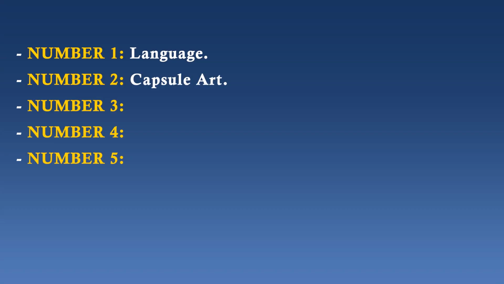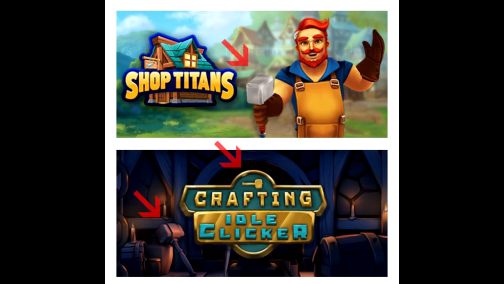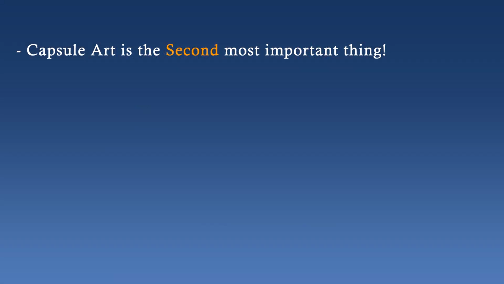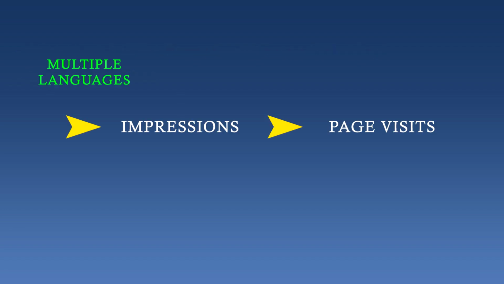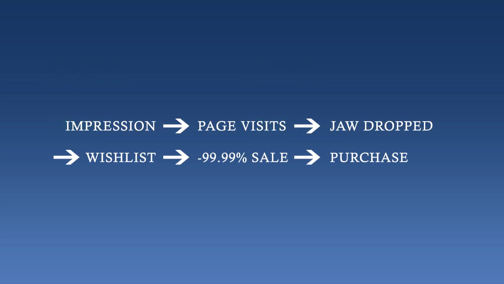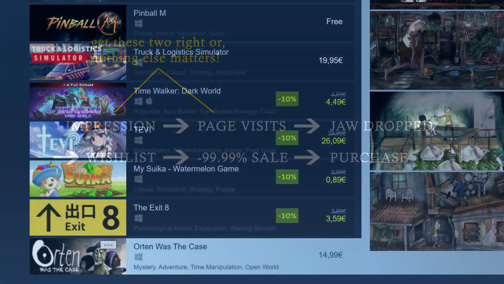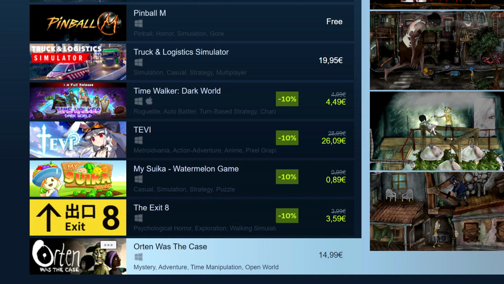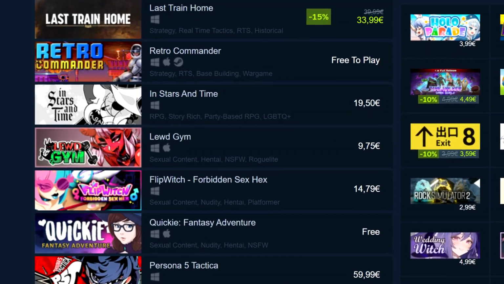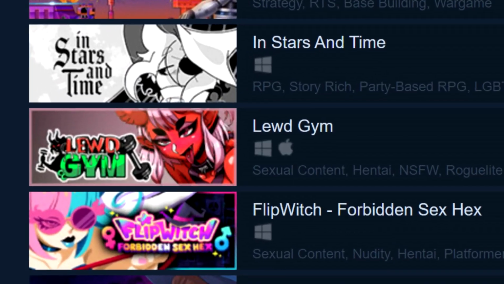Number two, capsule art. The capsule art is the second most important thing when it comes to your wishlist campaign. Language was first because having multiple languages increases your number of impressions. A good cover art turns impressions into store page visits. The user experience happens in this exact order, so we have to do it in the right order too. Best way to improve your capsule art design is by browsing Steam and finding out what catches your eye and try and learn from that.